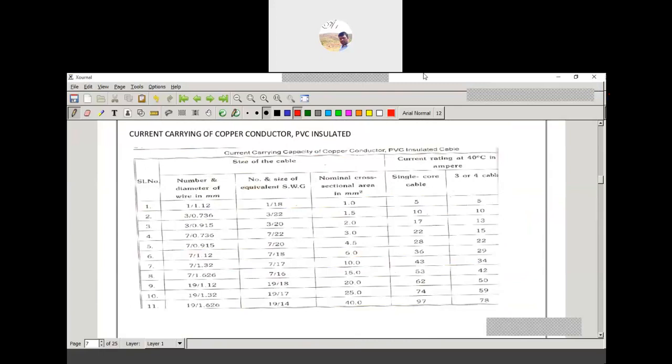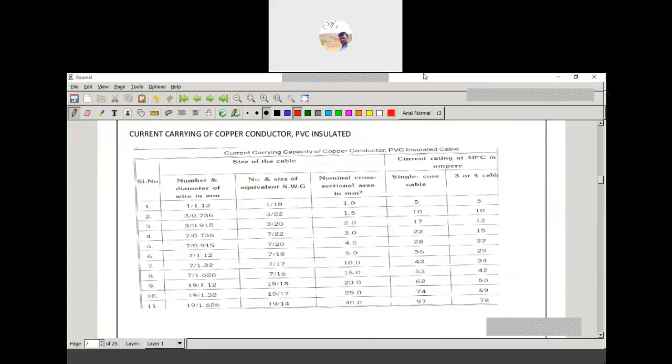So here is the current rating and here is the mm square. We can ask for the SWG or we can ask for the mm square. Practically, we ask for 1 mm square, 1.5 mm square, 2 mm square, 3.3 mm square, 4.5 mm square. Generally for domestic use there is 1 mm square and 1.5 mm square. For equipment, based on the application, we go for 2 mm square or 4.5 mm square.